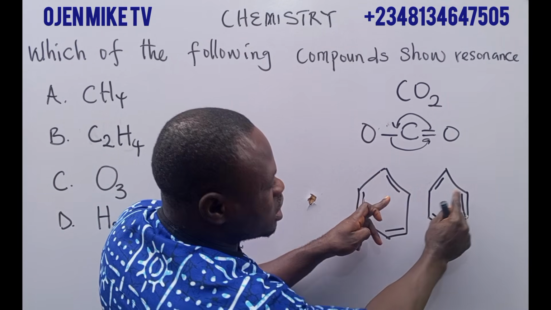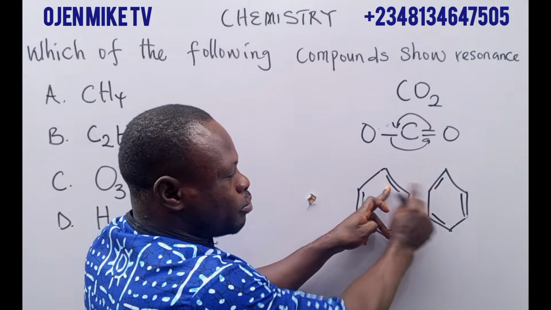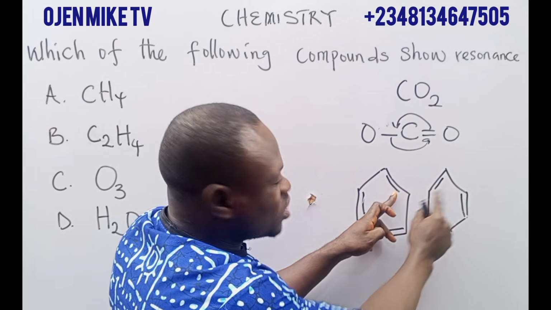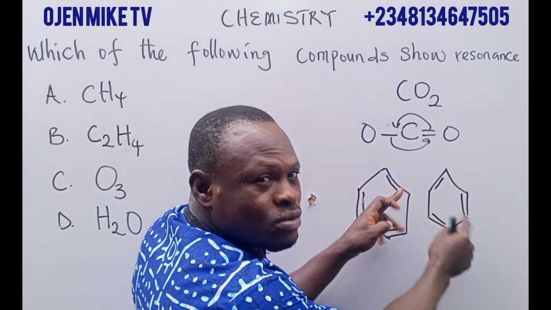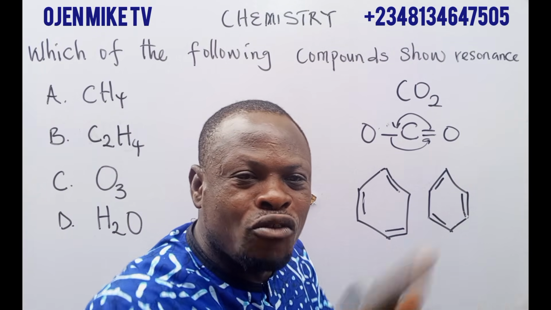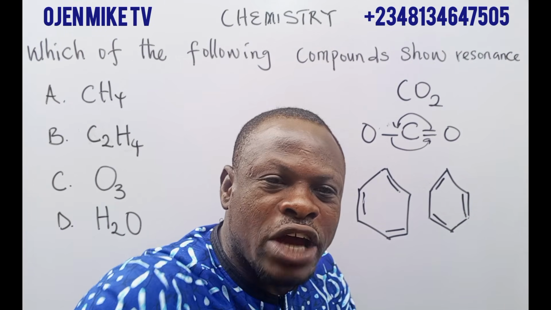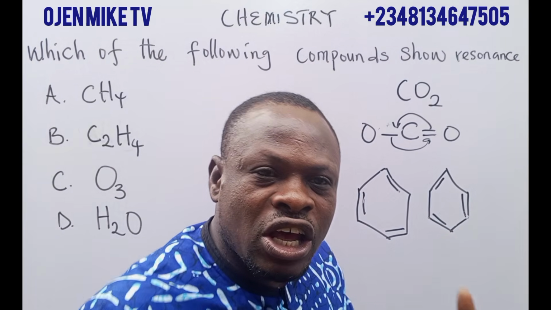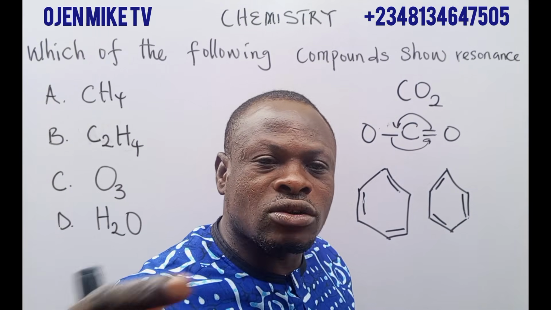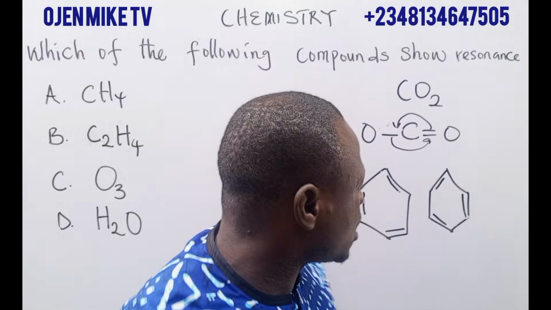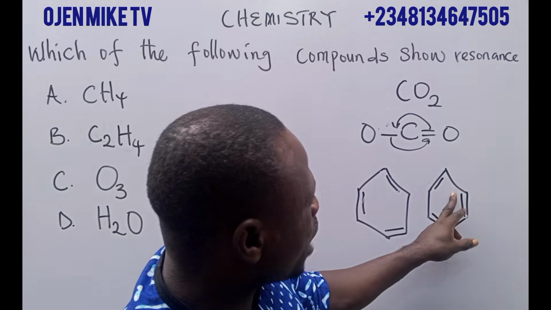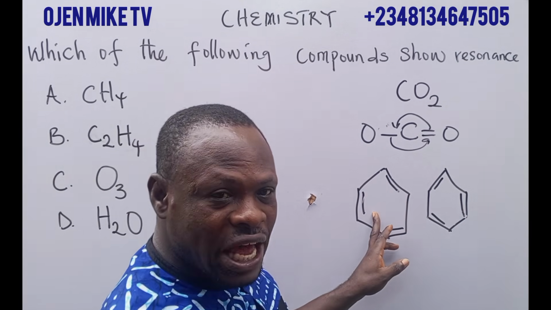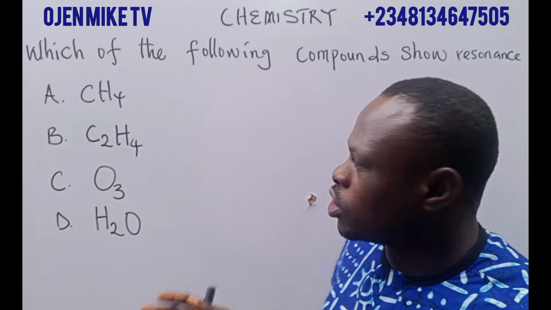Look at the pi bond. In the case of this one it was written here, but now we have changed it to this side. Do you get that? Here, they are not the same. So the pi bond can move between atoms. That is what we call resonance. If a molecule can be written in two or more different ways, it means that molecule exhibits resonance. Like this one now. This pi bond can be expressed like this. Now let's look at the various options.